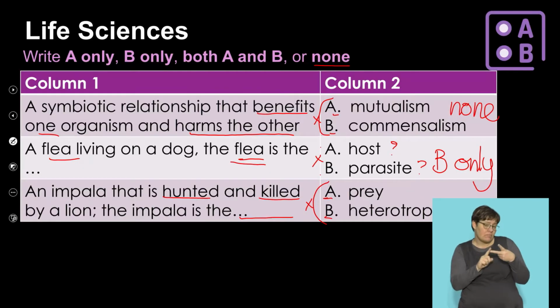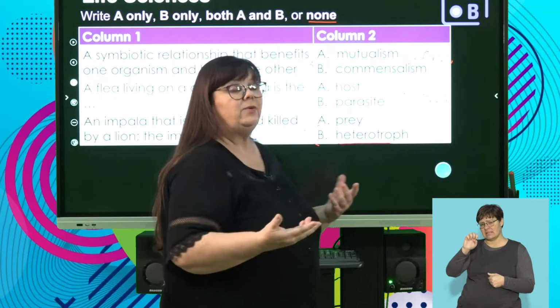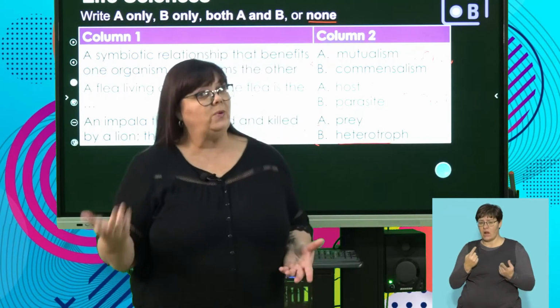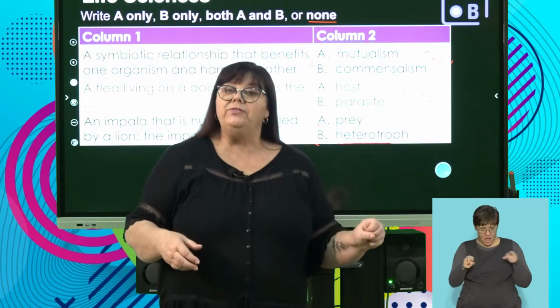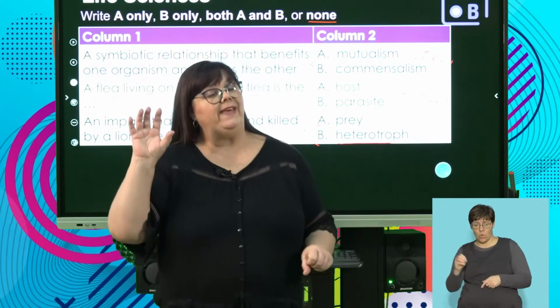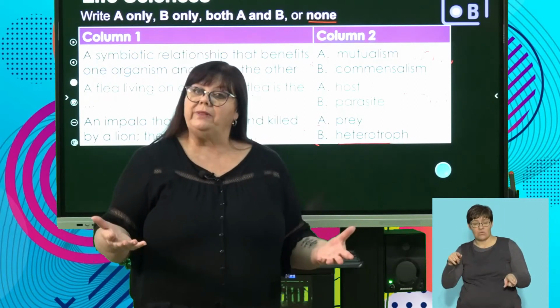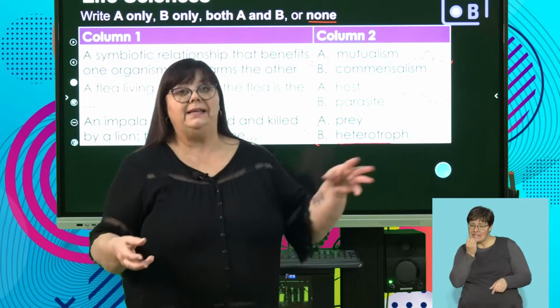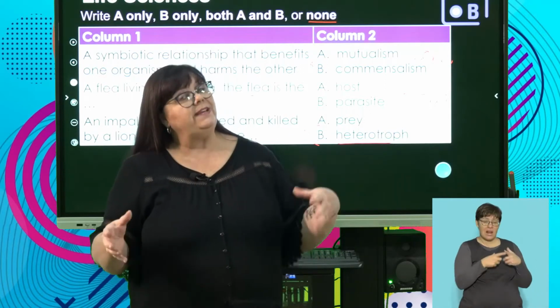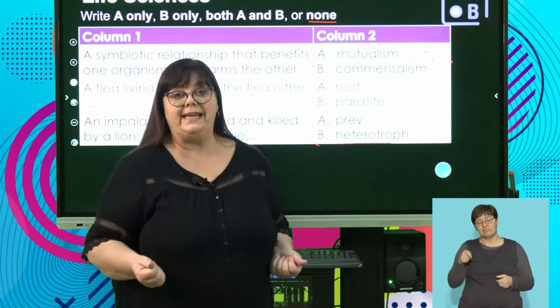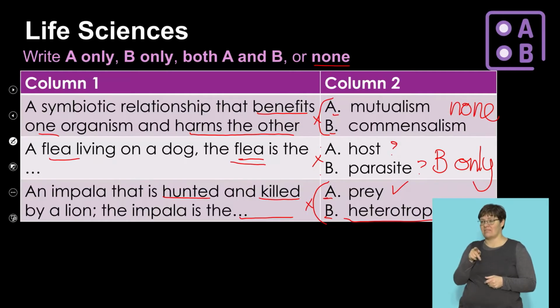Now, option B talks about it being a heterotroph. Remember that all organisms are either autotrophs or heterotrophs. If they make their own food, they're autotrophs. If they eat other food, they're a heterotroph. Where does that put the impala? Well, the impala eats grass and leaves and vegetation. So it is definitely a heterotroph. So in this case, we've got the answer both A and B.